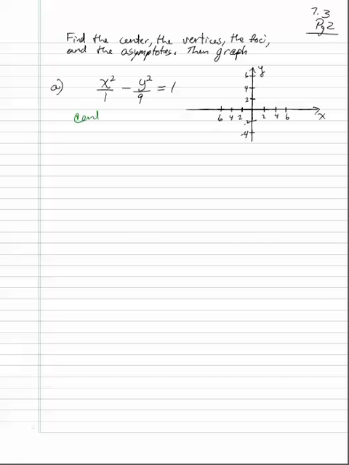Okay, so the center is going to be (0, 0), right there. Now again, I'm going to look under the x. That's going to be 1, so I'm going to go in the x direction plus 1, minus 1. And I'm going to look under the y, which is 3, so I'm going to go up 3, down 3, and make my fundamental rectangle. I guess I could have used the full scale. Let me draw it again, just to show you.